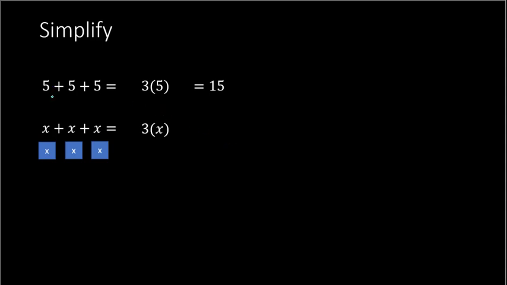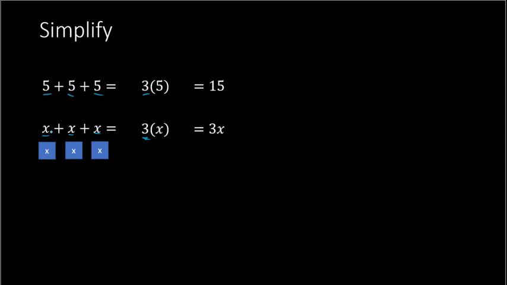Notice the similarity. We had 3 5s added together, so we have 3 times 5. Here we have 3 x's added together, so we have 3 times x. And we can add these variables together in that manner. A better way of writing this: we don't need the parentheses to show multiplication. We could simply put the 3 in front of the x, and that also means multiplication. So 3x is the same thing as 3 times x.